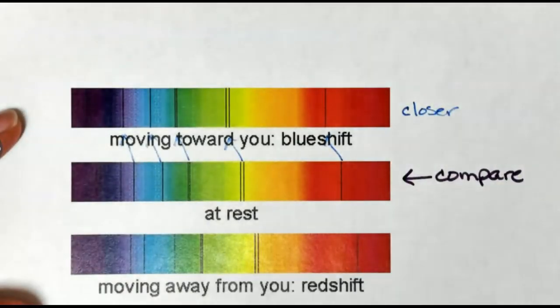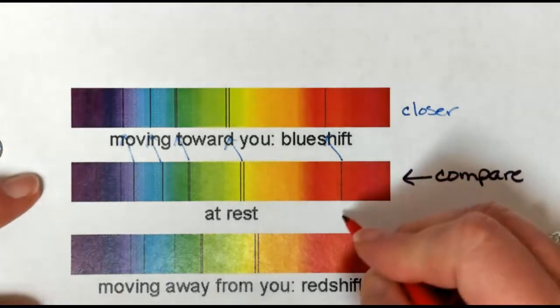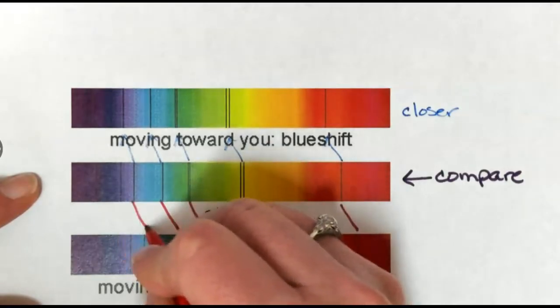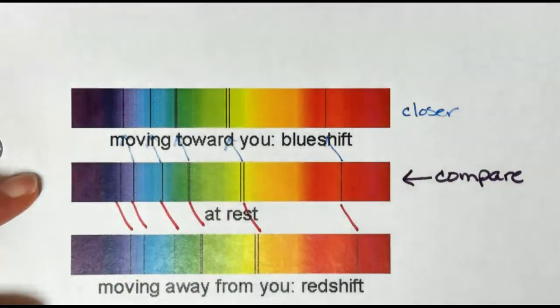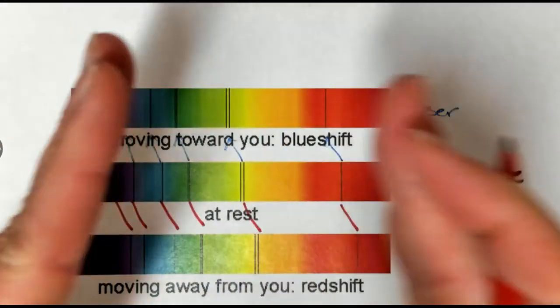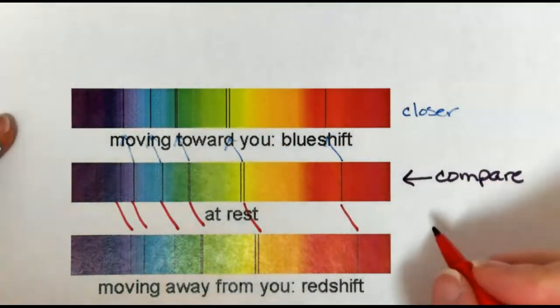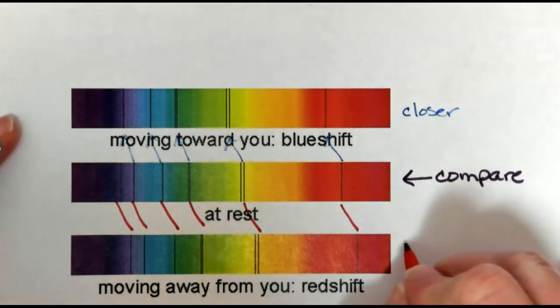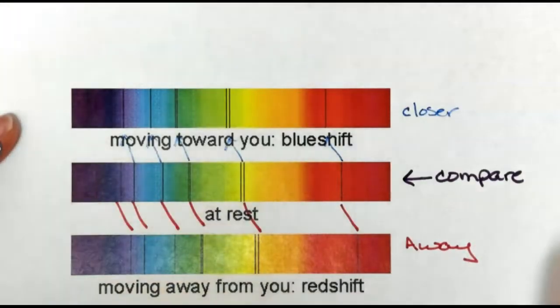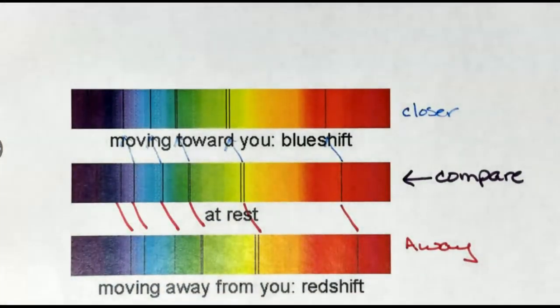Now the next one, comparing to the same, this time our lines are all shifting towards the red. Now you notice it's not just one line, it's all the lines. When they shift towards the red, that means it's going to the longer wavelength, so it's pulling away from us. So it's moving away. Okay, so it's getting farther away. So that's the simple explanation of redshift, blue shift.